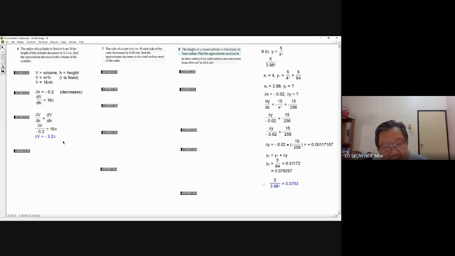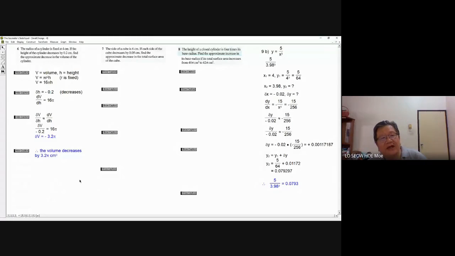Can I leave the answer like this? I told you cannot really, right? Why? Because you have to interpret the result. Like that, you just tell people negative 3.2 pi. Cannot. So you have to interpret the result. The result is the volume decreases. Why decreases? Because of the negative here. Decreases by 3.2 pi centimeter cube.